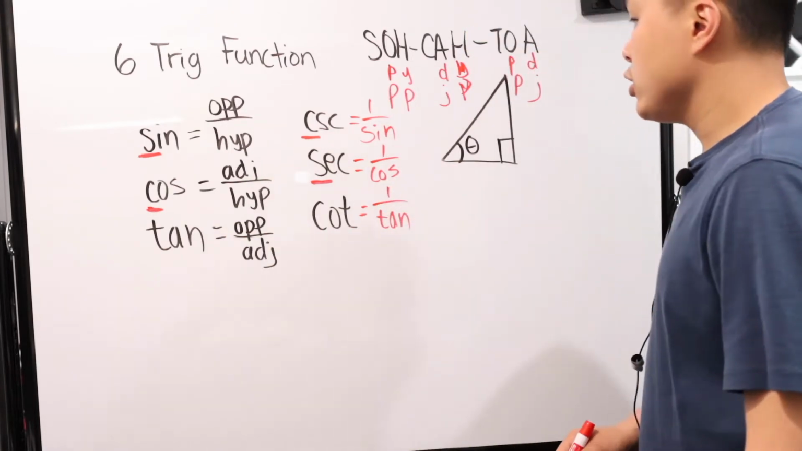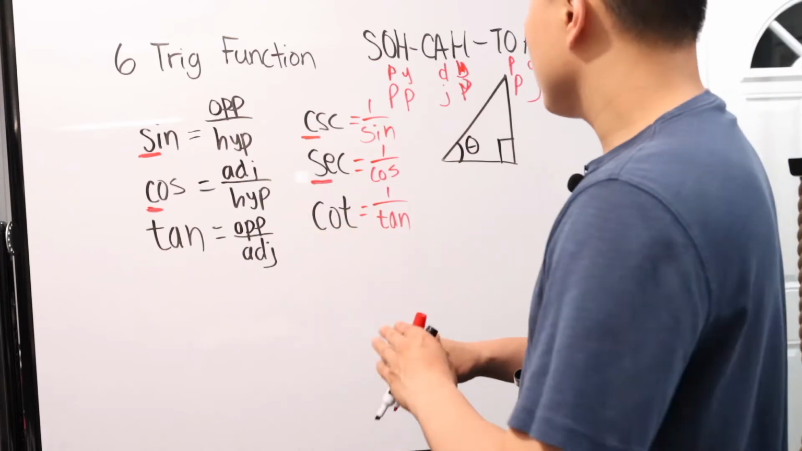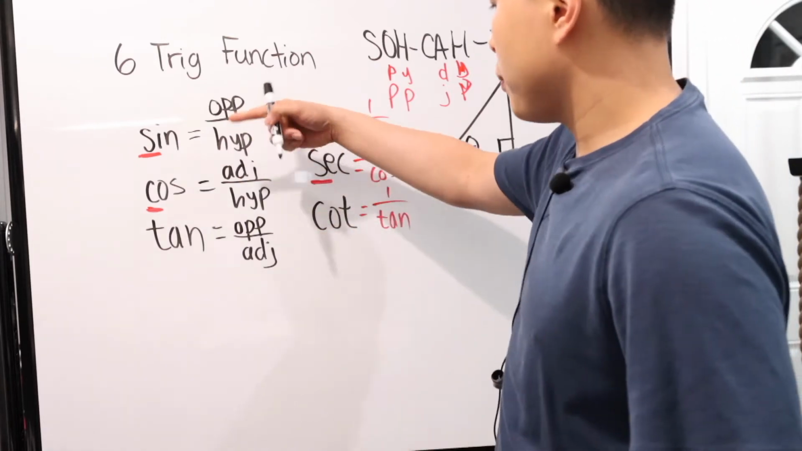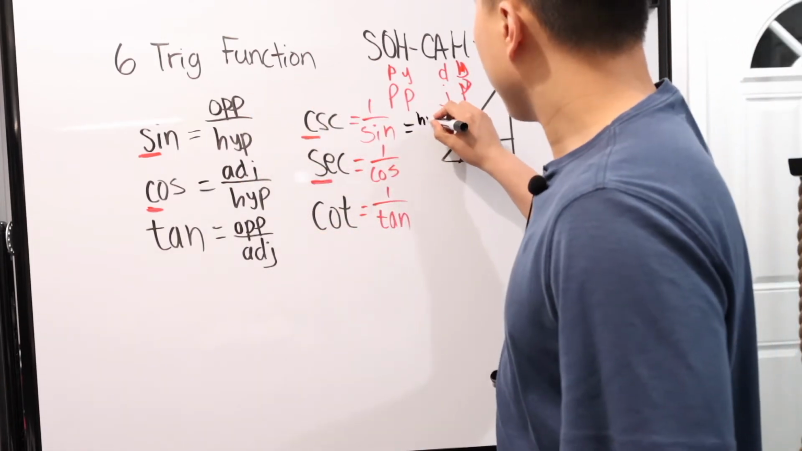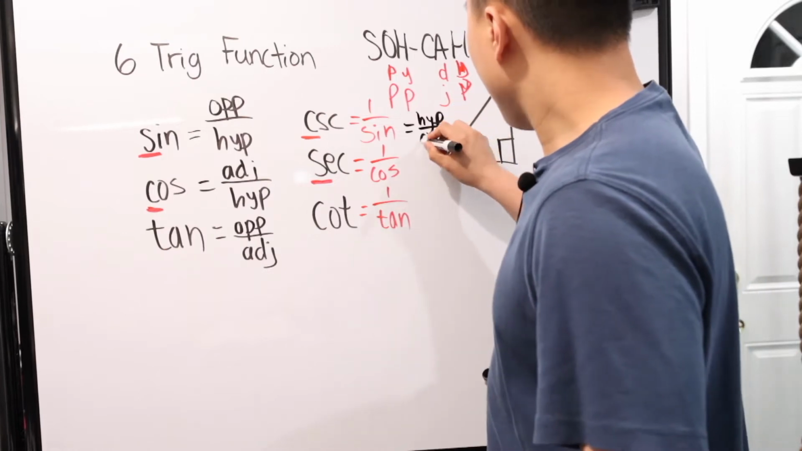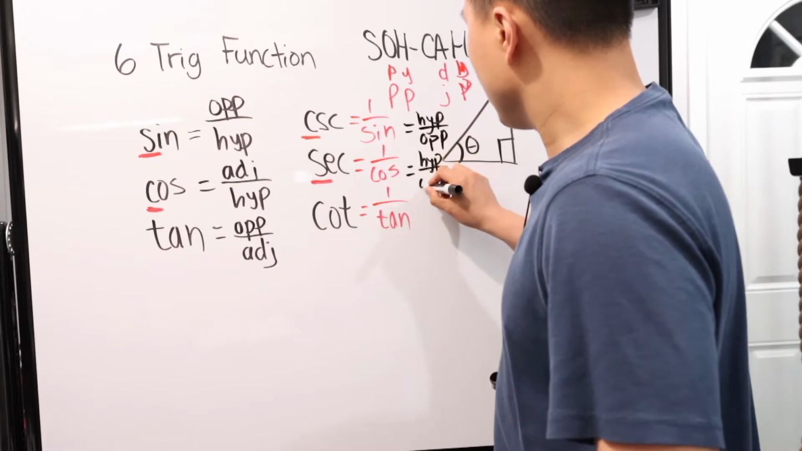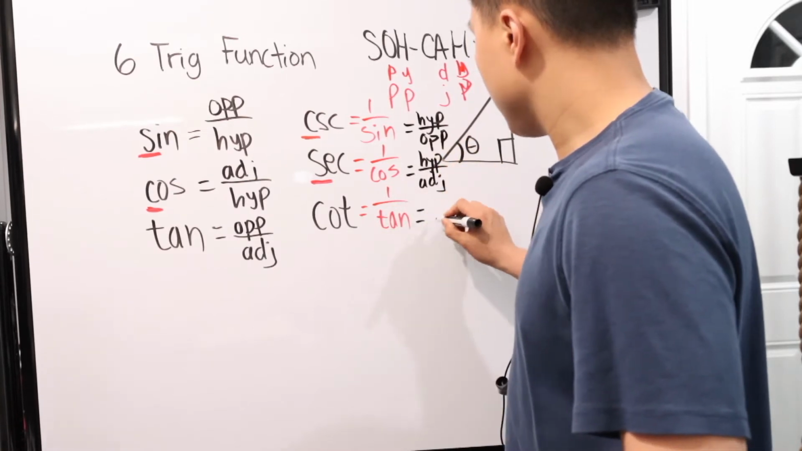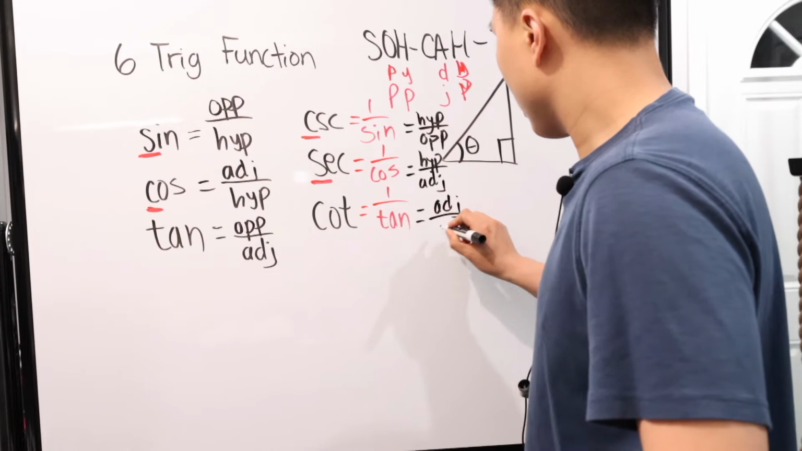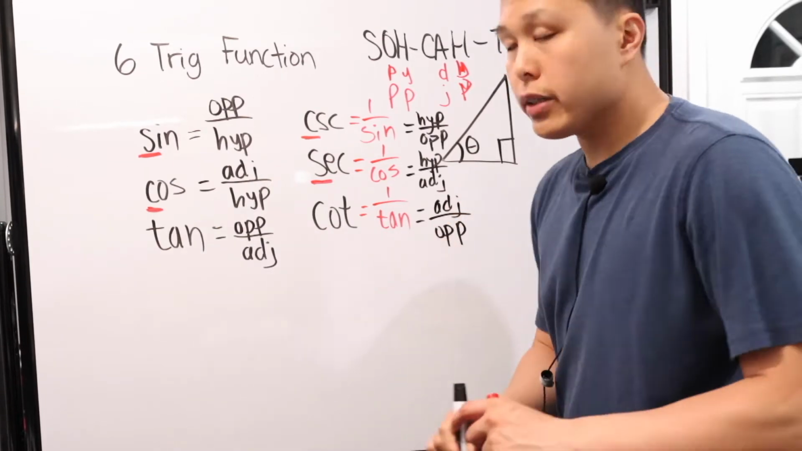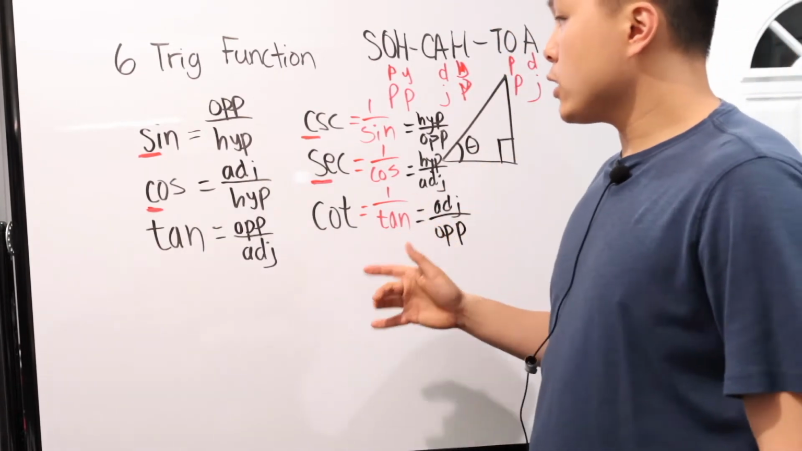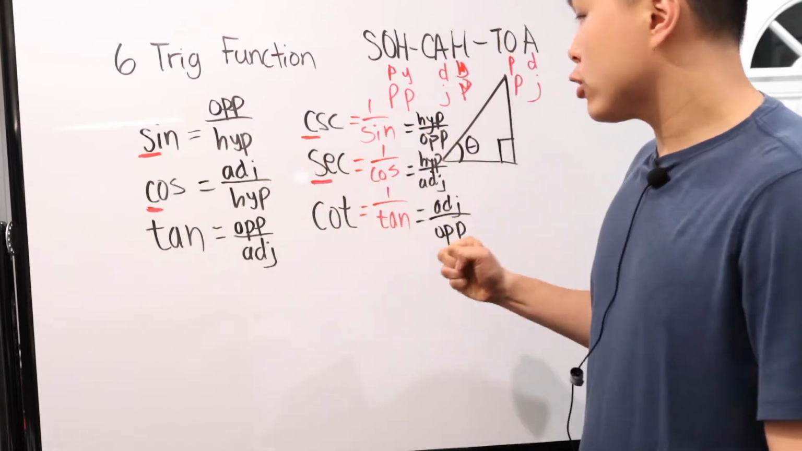That's 1 over tangent. And then of course, if you really want to go into more details, that means you're just flipping these over. So this is going to be hypotenuse over opposite. This is hypotenuse over adjacent, and this is adjacent over opposite. Okay, so there is your 6 trig functions and how they are interrelated with each other.